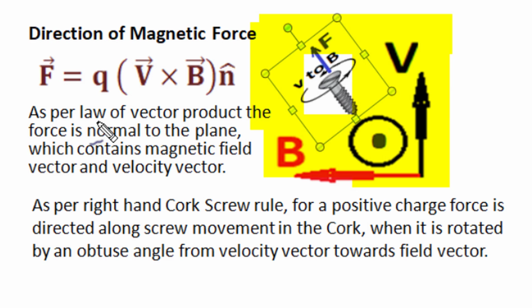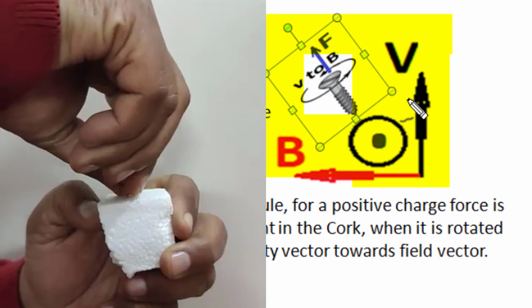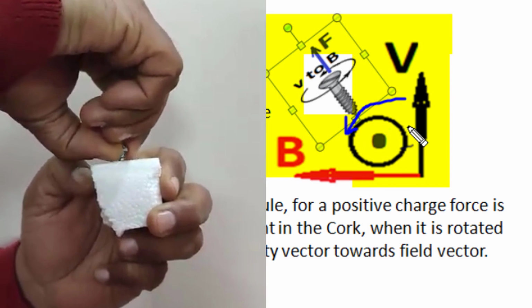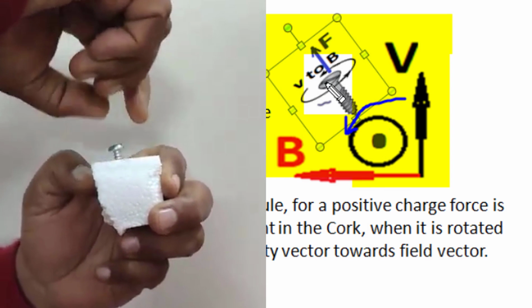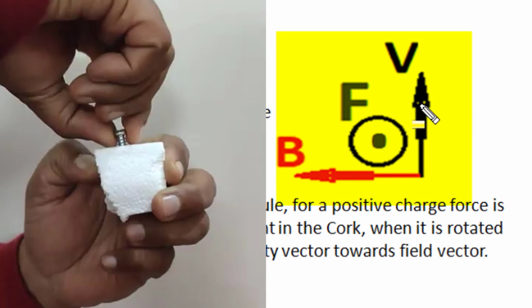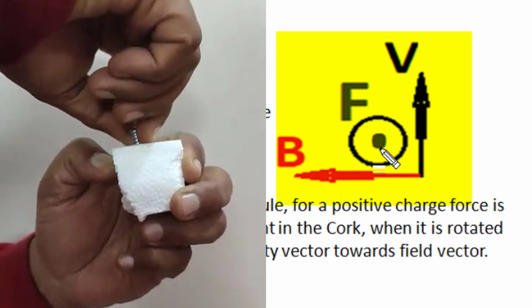Now, as per the right hand corkscrew rule, for a positive charge, the direction of this resultant force given by the cross product of the velocity vector and magnetic field vector is obtained by the movement of the screw when it is rotated from the first vector to the second vector through the smaller angle in this anti-clockwise direction, and for that movement the screw will move out of the cork. So our direction of force would be perpendicular to the VB plane, outward, as denoted by this dot symbol here.